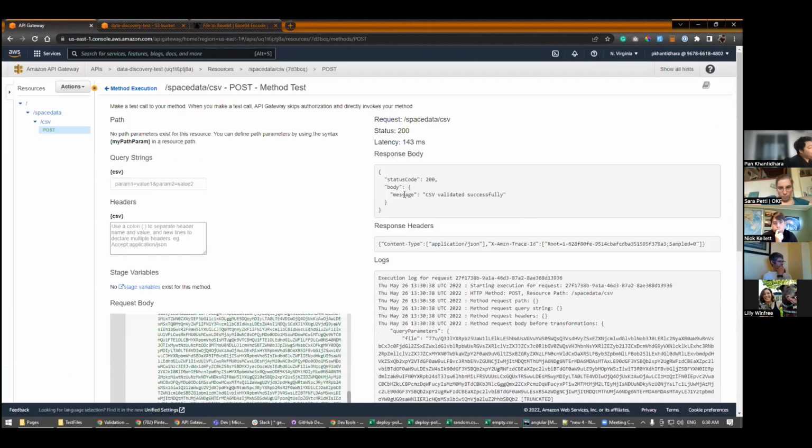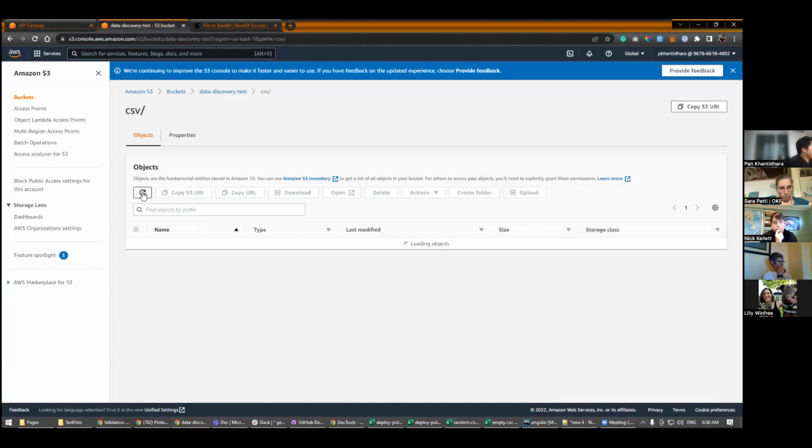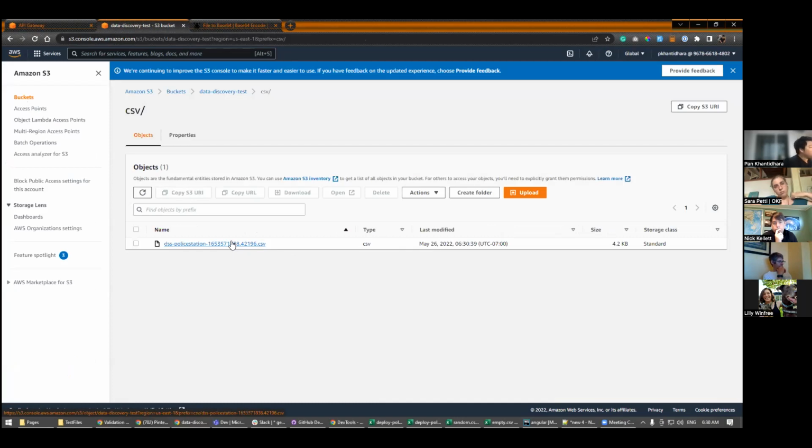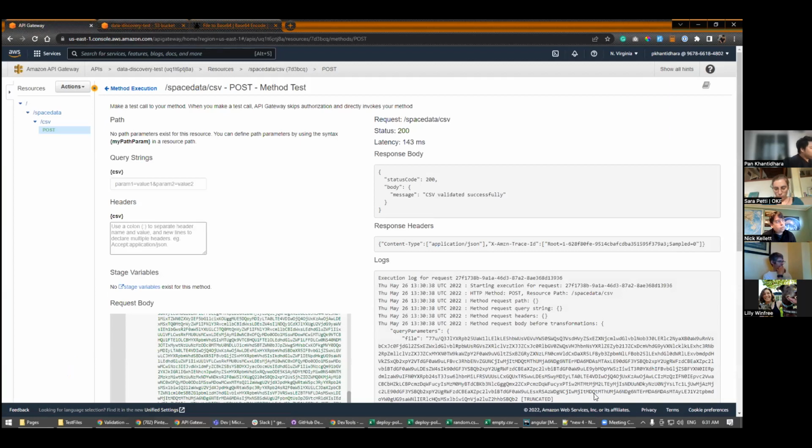So now we will say CSV successfully validated, and this CSV that we uploaded ends up in this S3 bucket. So basically, we used Frictionless schema to prevent any bad data, any invalid data, from ending up where we want to collect. So yeah, I found it's really helpful.